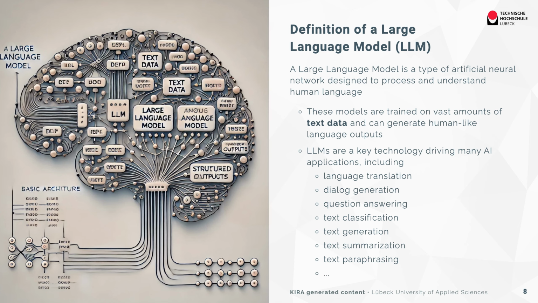A large language model is a type of artificial neural network designed to process and understand human language. These models are trained on vast amounts of text data and can generate human-like language outputs. They are a key technology driving many AI applications, including language translation, dialogue generation, question answering, text classification, and many more. We are seeing new applications emerge every day. LLMs have the potential to revolutionize the way we interact with machines and with each other, and I'm excited to share more about this technology with you.